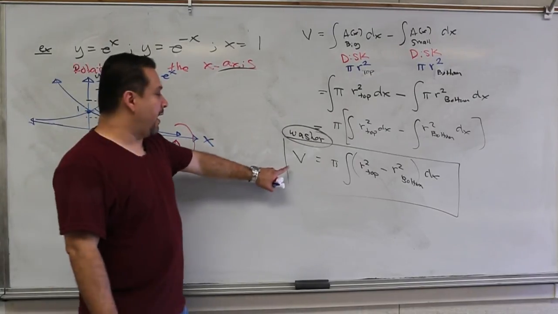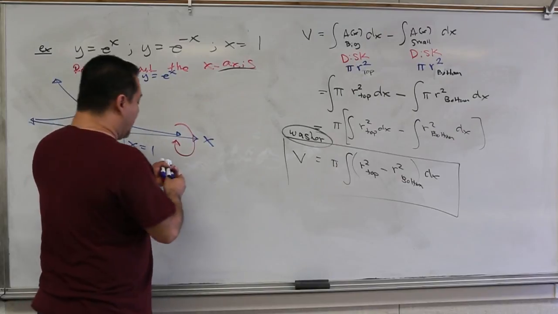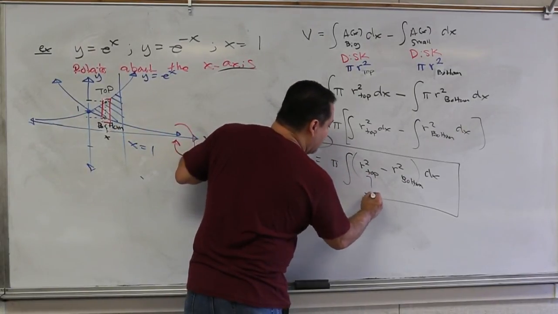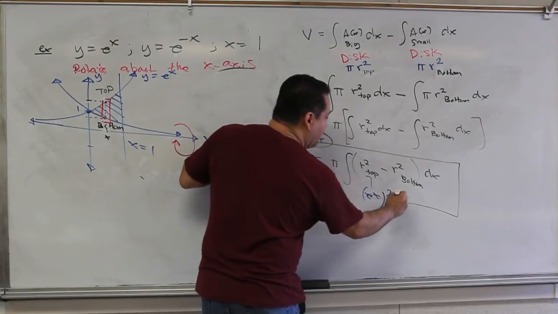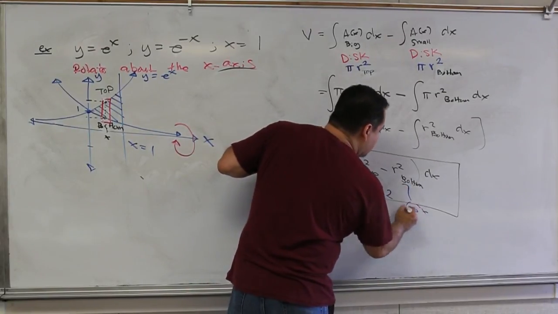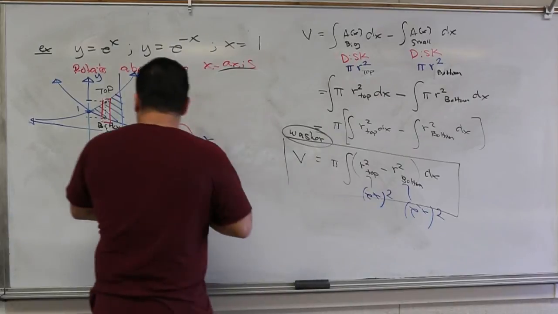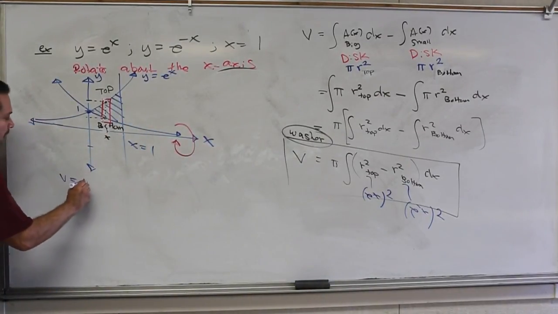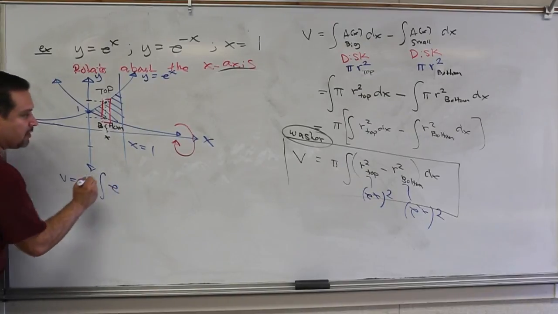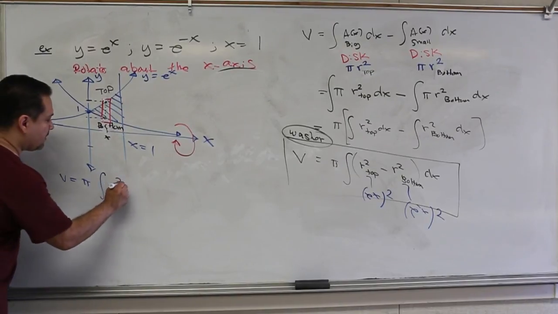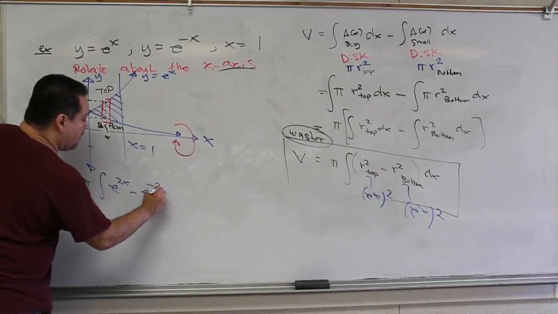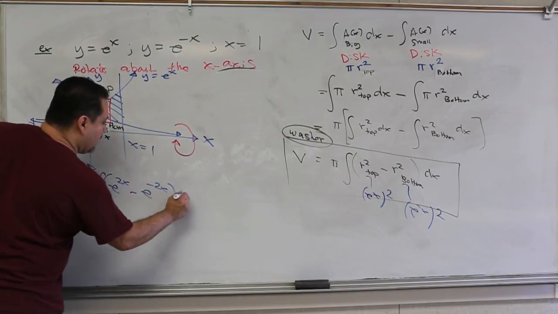Good stuff, okay? Now, what was the top radius? You're going to plug in here what? e to the x, don't forget to square it. What do you plug in here? e to the minus x, don't forget to square it. So all the details here is that our volume becomes pi times the integral of e to the 2x minus e to the negative 2x, dx.